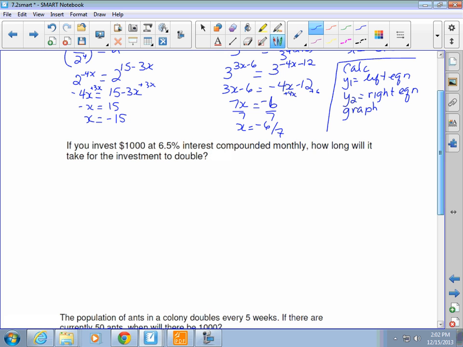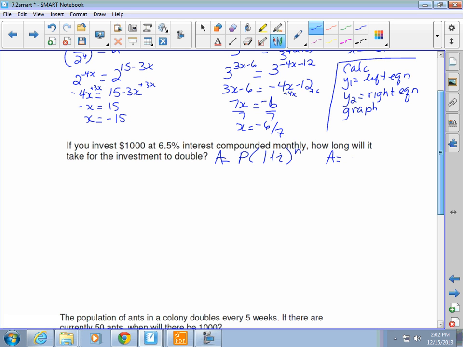Okay, problem solving wise. It says, if you invest $1,000 at 6.5% interest compounded monthly, how long will it take for the investment to double? So our simple interest formula is A is equal to, A just stands for amount, is equal to the principal times 1 plus the interest times n, where n is the number of compound periods. So this is just your simple interest formula.